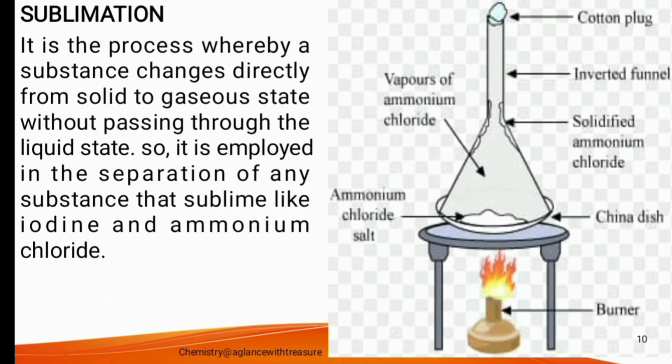Another technique is sublimation. It is a process whereby a substance changes directly from solid to gaseous state without passing through the liquid state. So it is employed in the separation of any substance that sublimes, like iodine and ammonium chloride. Looking at this diagram, in the separation of iodine and ammonium chloride, you heat it in a dish with a Bunsen burner. Then the ammonium chloride will evaporate, and it will form solidified ammonium chloride inside an inverted funnel which is covered with a cotton plug.